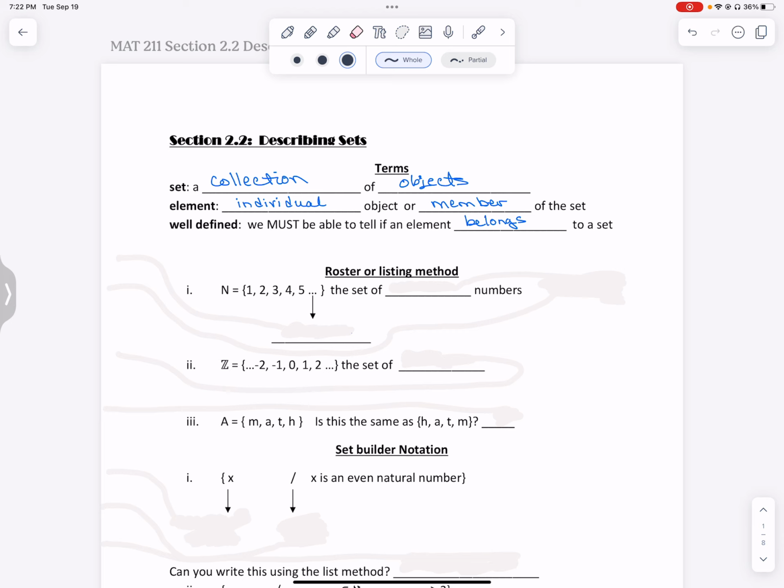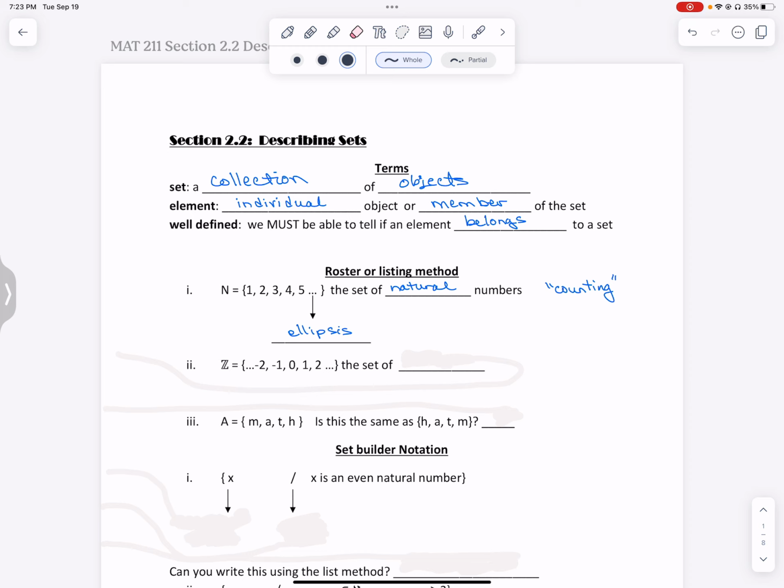So this first one, notice it's all the numbers that you would count with. If you started counting how many people are in the class, you would count with those numbers. So this is called the natural numbers. It's also called counting numbers, and those little dots are called the ellipsis. It's called natural numbers because it's the numbers you would naturally count with.